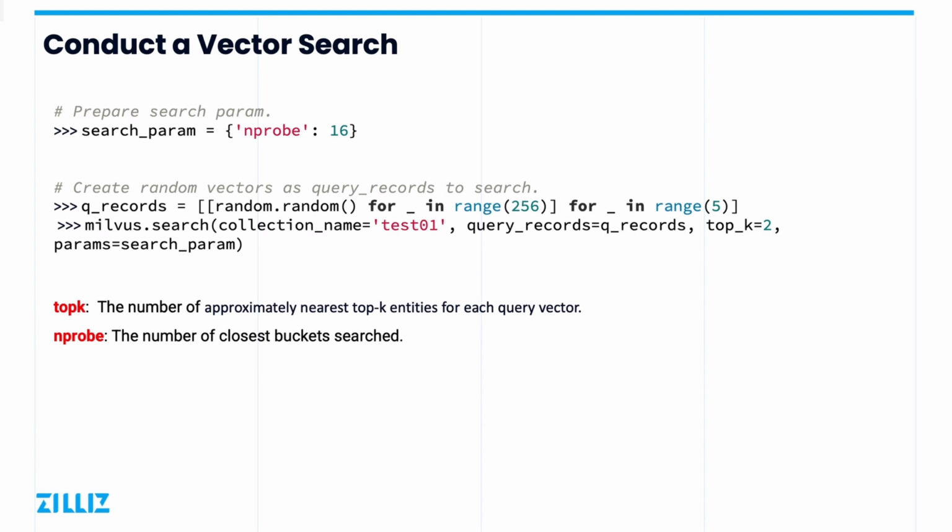Query records is the list of vectors to perform a search on. Searching with Milvus can be done on a batch of vectors. Lastly, the parameter dictionary that corresponds to the specific index used, in this case, IVF, contains nprobe, which tells us how many clusters to look in per file.